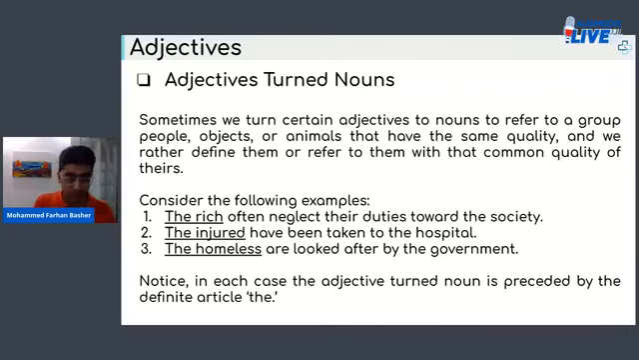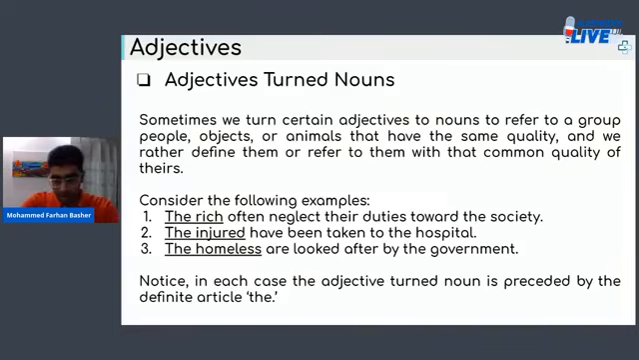Similarly, homeless. Homeless is another adjective. So is injured, so is rich. So homeless defines a quality, therefore it's an adjective, but this time the adjective has been turned into a noun. So we are talking about a number of people who don't have homes. So they're homeless people, right? So instead of saying homeless people, we can just say the homeless, and we will make enough sense. So we can say the homeless are looked after by the government. Notice in each case, the adjective turned noun is preceded by the definite article, the.